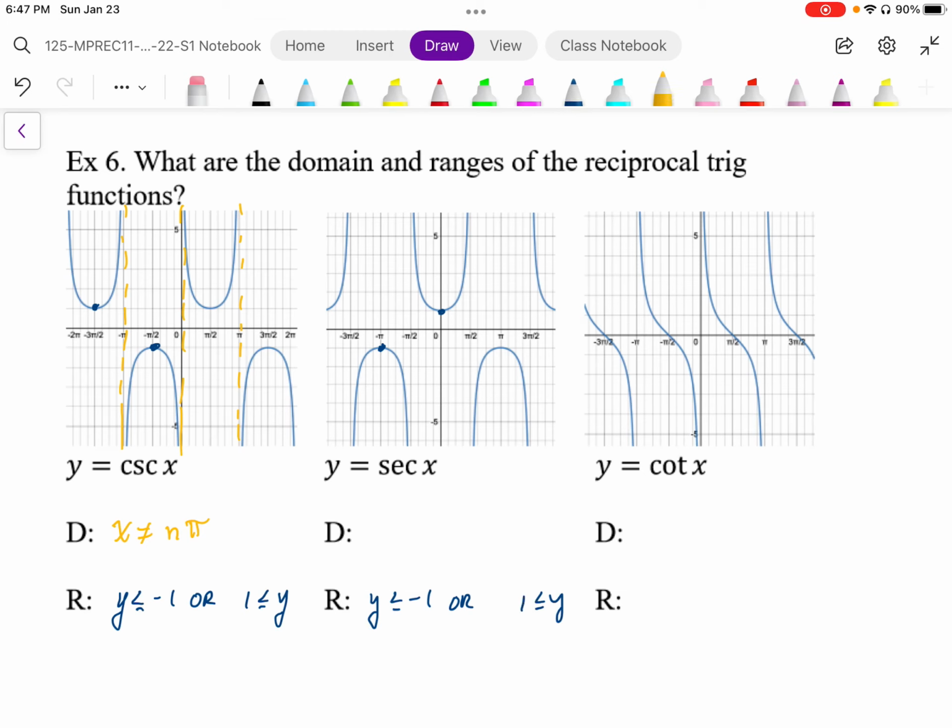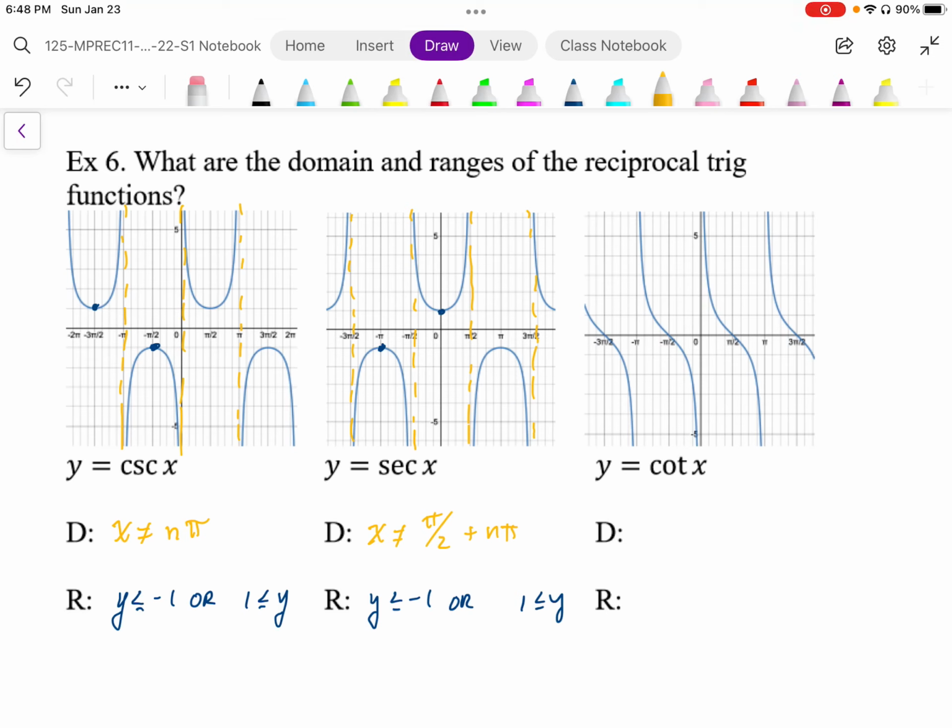The domain is slightly different because although the repetitions are the same, the intervals are the same, the actual values of these asymptotes are different. So we can write the domain here as x is not equal to pi over 2, and then from pi over 2, every pi radians, we're going to end up with another asymptote. So I'll show that as n pi.